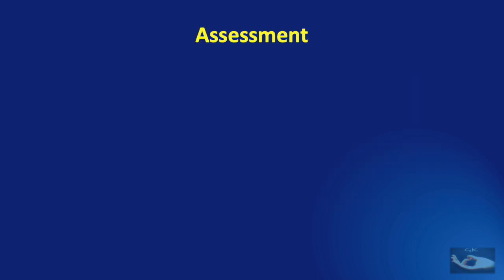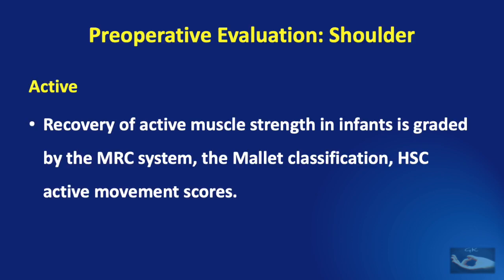Having understood the pathogenesis of the changes occurring in the shoulder in birth brachial plexus palsy, we shall now try to understand how to assess the problem. This can be done mainly by clinical assessment and by imaging studies. The recovery of active muscle strength in infants can be graded by the MRC system, the Mallet classification, or the HSC active movement scores, as has already been discussed in a previous video.